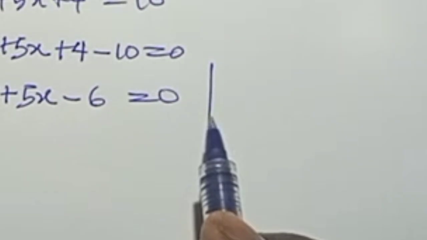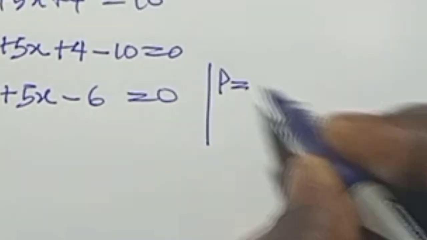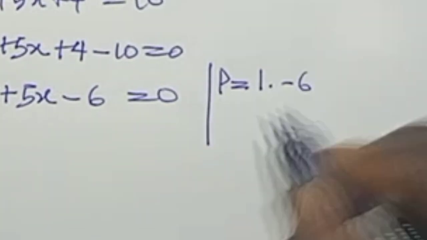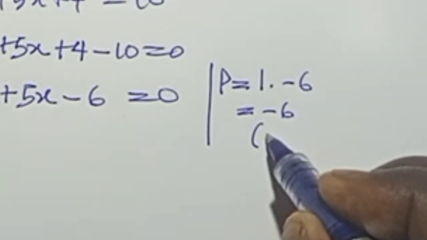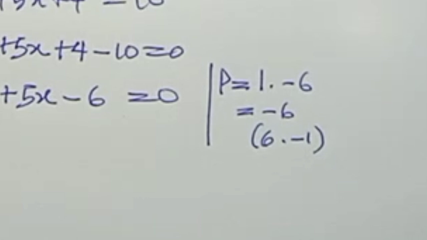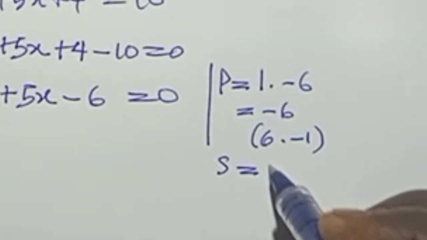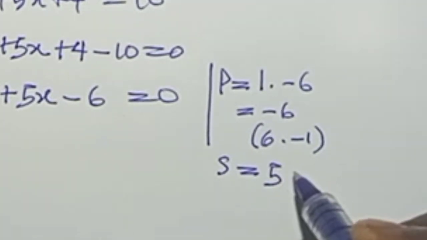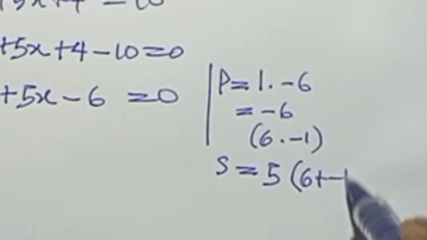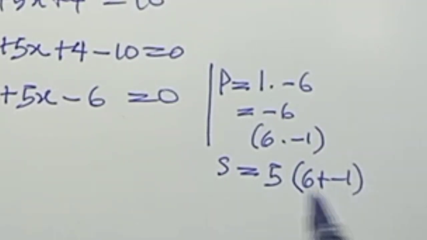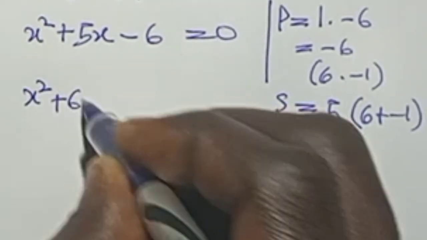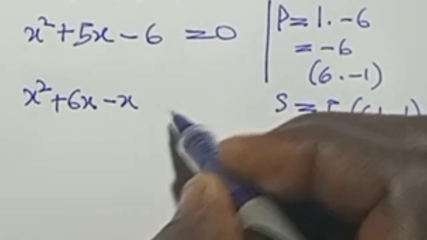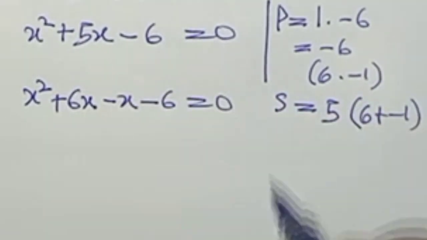So we're going to use the factorization method, so that the product, which is 1 times minus 6, is equal to minus 6. And this can be obtained by 6 times minus 1, and the sum, which is 5, can also be obtained from 6 plus minus 1. So that 6 minus 1 is equal to 5. So the equation therefore becomes s squared plus 6s minus s minus 6 is equal to 0.